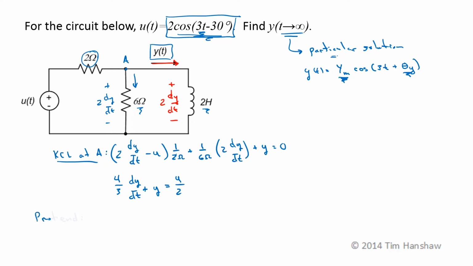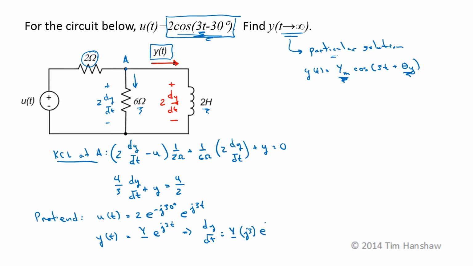So let's pretend again that u of t is some phasor, which has an amplitude of 2 and a phase angle of minus 30 degrees, times e to the j3t. If that's the case, then y of t is going to have the form of a phasor y e to the j3t, and dy dt will be the phasor y times j3 times e to the j3t. Now I can plug these into my differential equation.